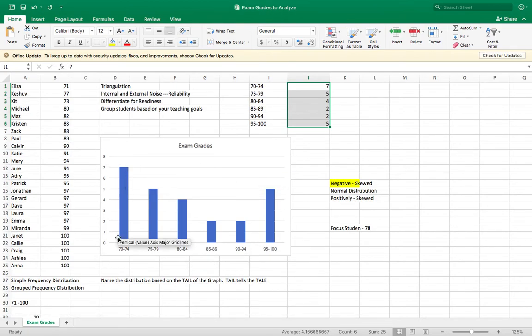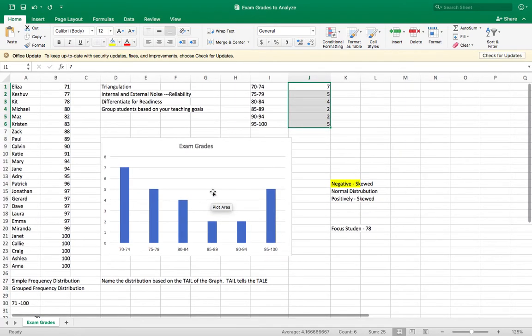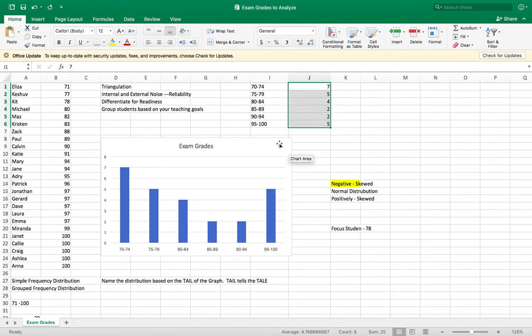Okay, so notice what happened. The frequency distribution, guys, it changed. This is the beauty of Excel. As I changed this information right here, the chart already updated for me. So this is a kind of weird distribution going on.